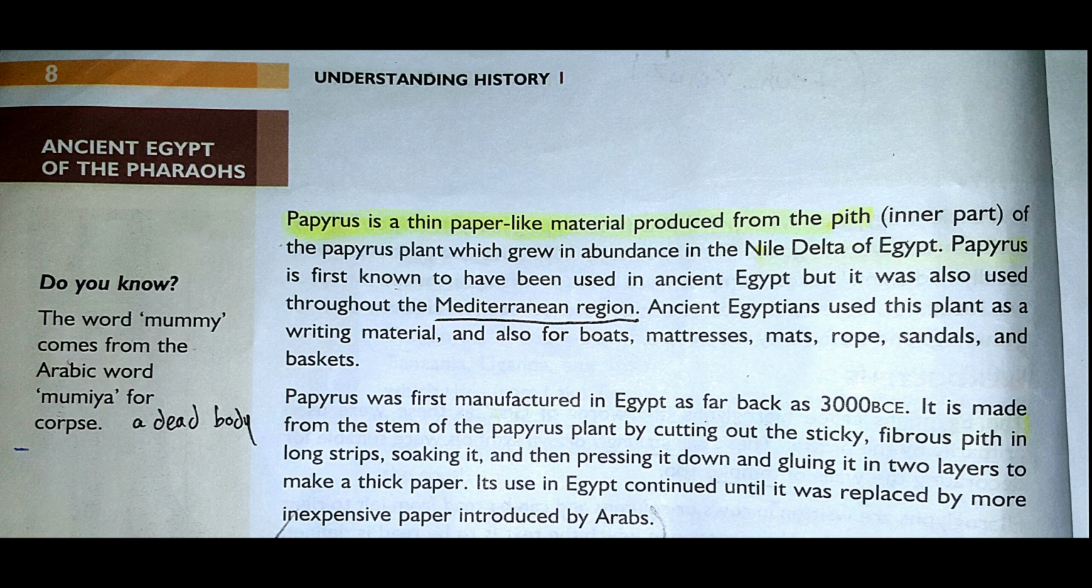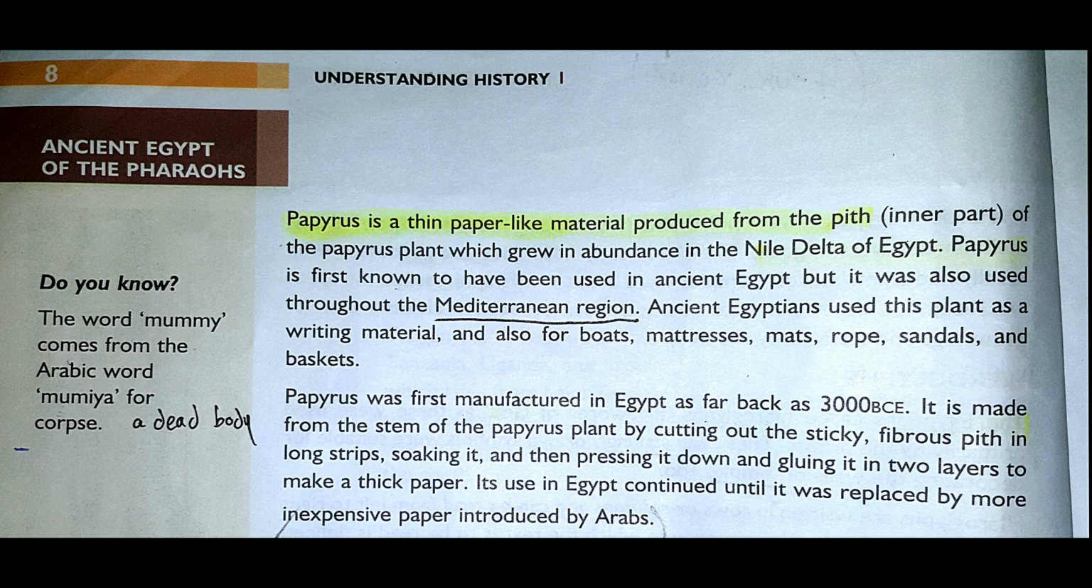Here is about papyrus. Students, what is papyrus? Do you know? Papyrus is a material similar to thick paper that was used in ancient times as a writing surface. It was made from the pith of the papyrus plant that was on the bank of river Nile. Papyrus is a thin paper-like material produced from the pith, the inner part of the papyrus plant, which grew in abundance in the Nile Delta of Egypt.